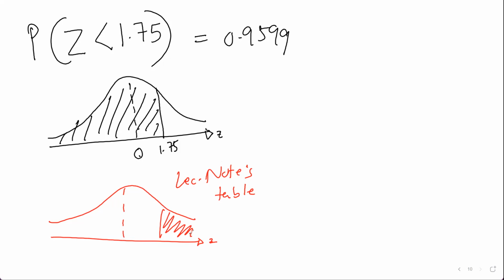Here the lecture note gives these probabilities, but we are asked about the other side. If we use the table given in the lecture note, we read the value for 1.75, which gives us this part, not the part we want. So we read this one and then take 1 minus this. Let's see how we read that from the lecture note, 1.75.